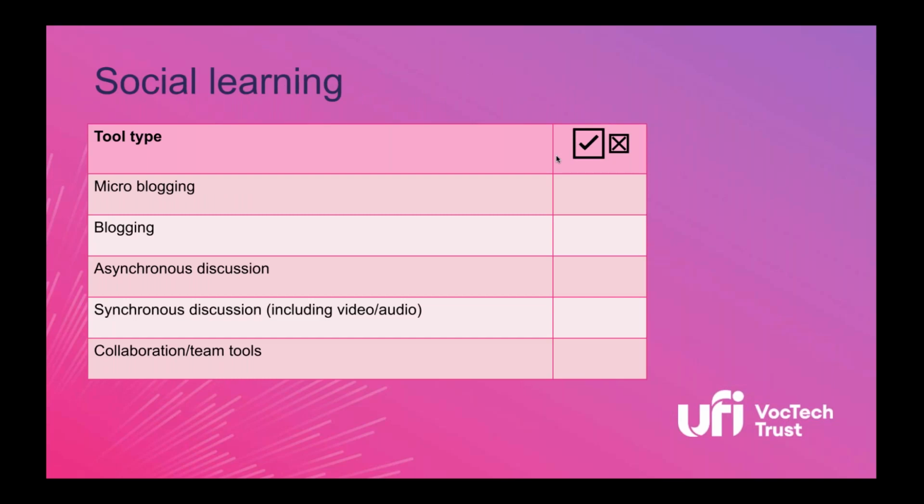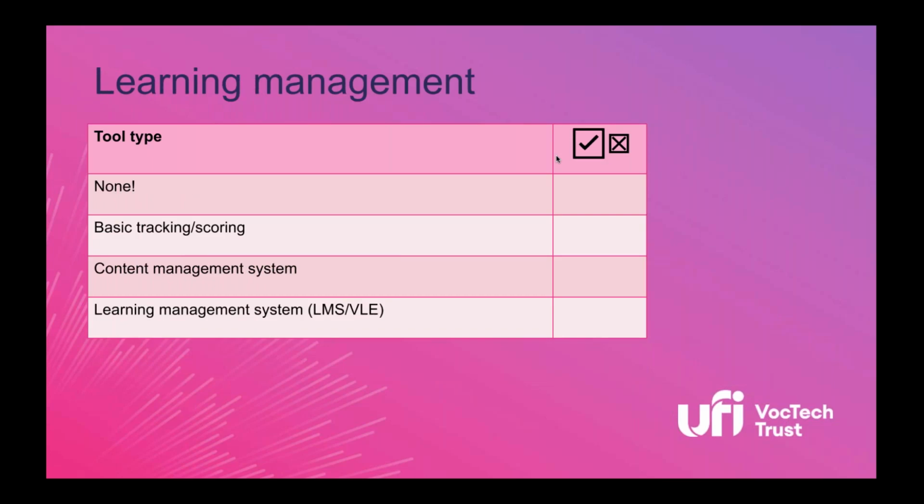You may need social learning tools. So for example, microblogging. Microblogging is things like Yammer and Twitter. You may need blogging tools, of which there are literally hundreds. Asynchronous or synchronous discussion, and you may need collaboration and team tools. And then finally, you may need learning management.